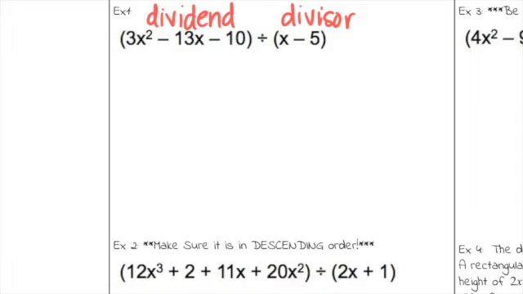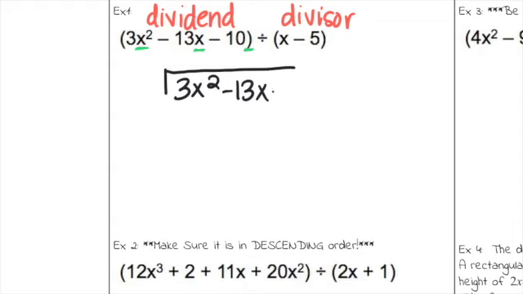When I set this up, I like to set it up just like you would a long division problem, okay? Now, the first thing I'm going to do is check my pieces, and make sure that they're going in descending order. So I have x squared, x, and then no x. That is going in descending order, and I do not need any placeholders. So this is going to go inside for long division.